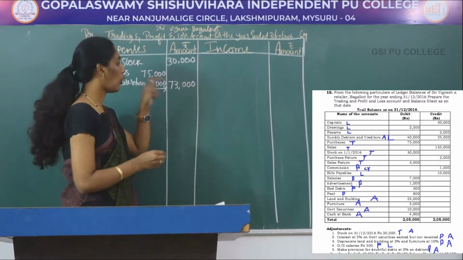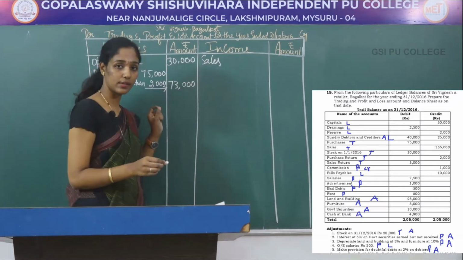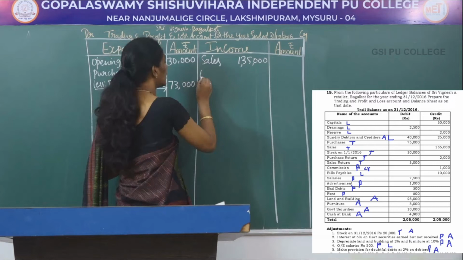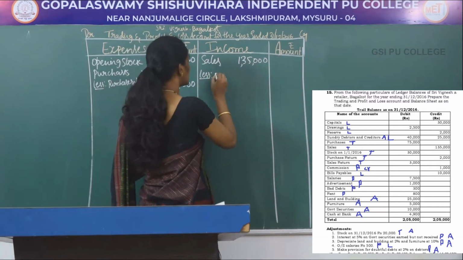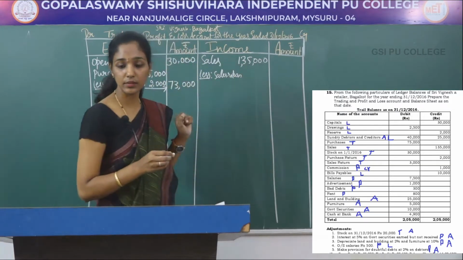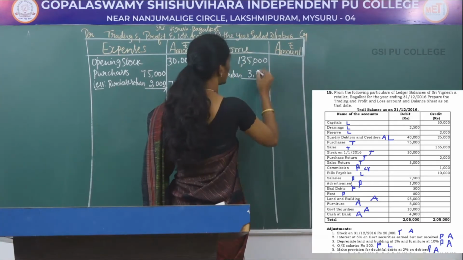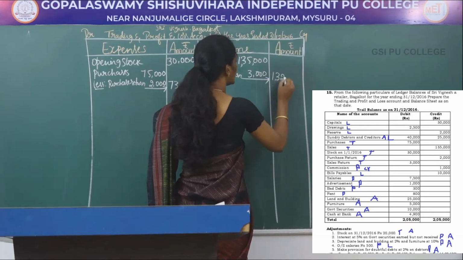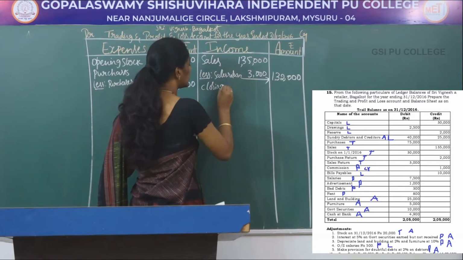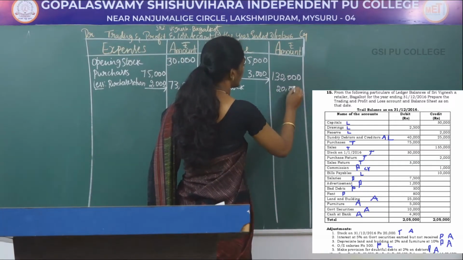73,000. Next, on the credit side, sales. Here also there is a sales return. So write the amount within the statement, that is 1,35,000, less sales return. What is the amount of sales return? 3,000. 1,35,000 minus 3,000, you will get 1,32,000. Next, closing stock. What is the amount of closing stock? 20,000.